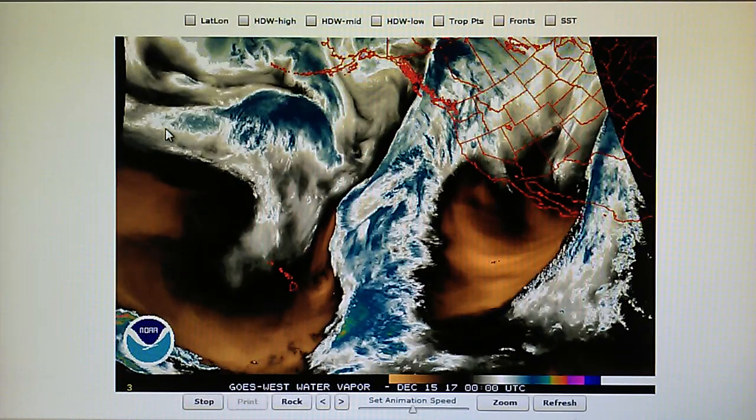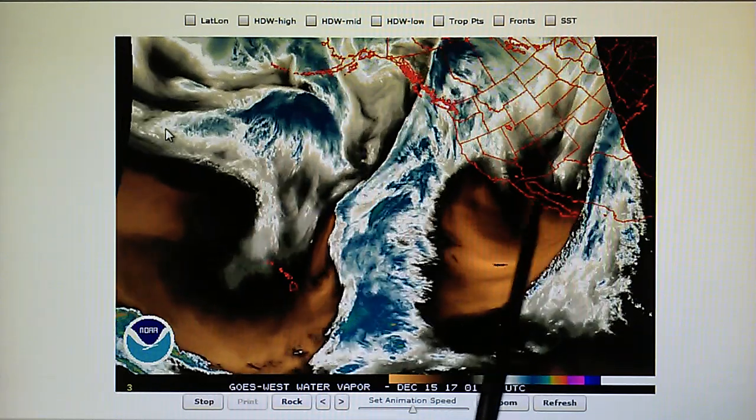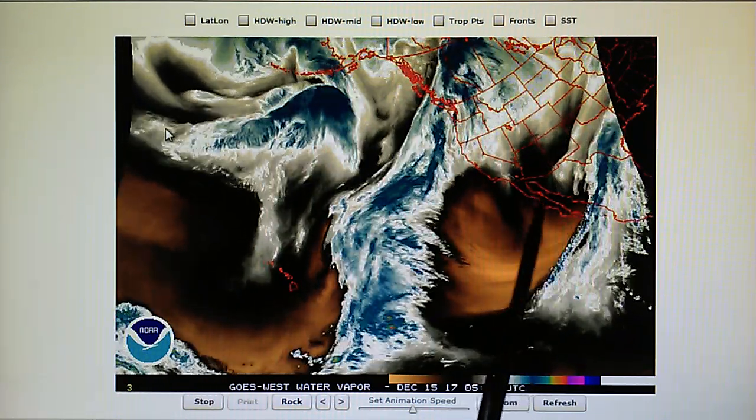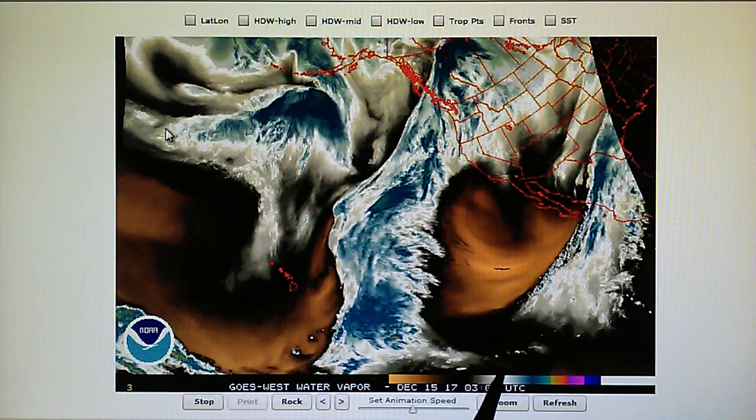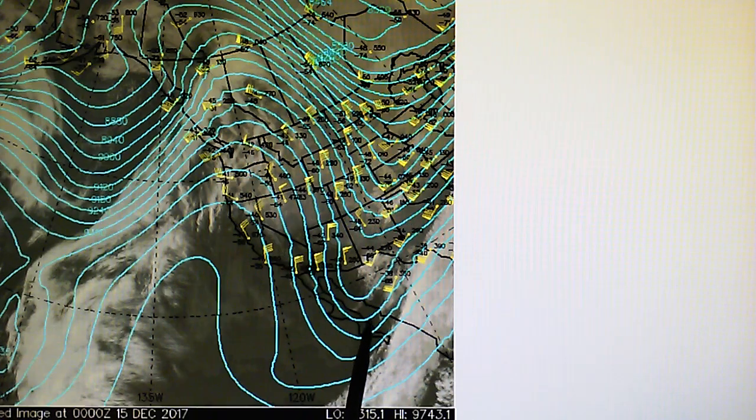Okay, similarly, we had an upper level low right here over the peninsula of Baja California today. This was a closed low. We can look at the charts. This is the 500 millibar chart. This is no longer a closed low, but this morning it was. And the same thing on the 300 millibar. This is a low pressure system right down here.